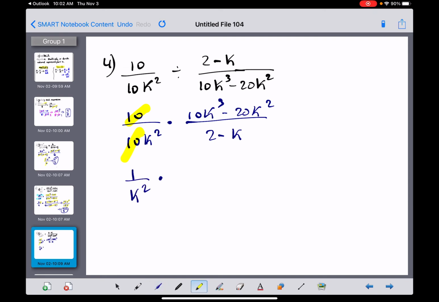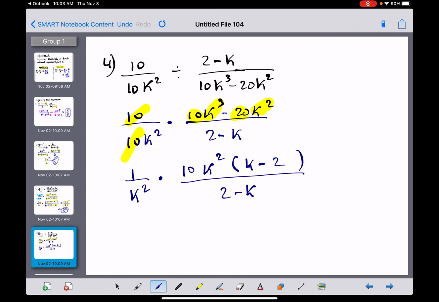Here at the top, we have 10 and 20. So that means they have a 10 in common that we can factor out. k cubed and k squared, that means we can factor out k squared. Then in here we have k minus 2. 2 minus k is at the bottom.